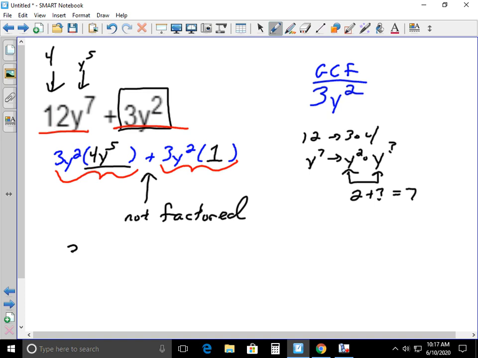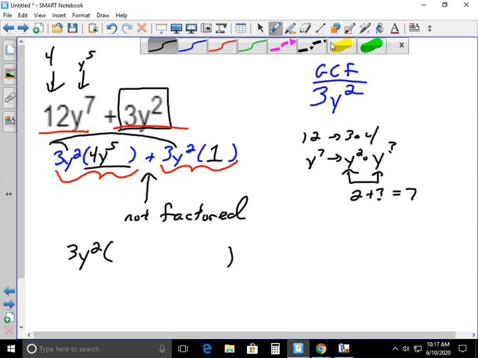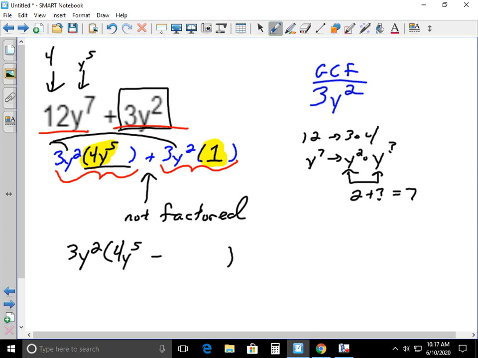So we put our common factor out front. We undistribute. You can think about it as, we have 3y squared that has been distributed to both terms. So what has 3y squared been distributed to? 3y squared has been distributed to that, and 3y squared has been distributed to that. So that's what we put on the inside. 3y squared is being multiplied times this, and 3y squared is being multiplied times 1.